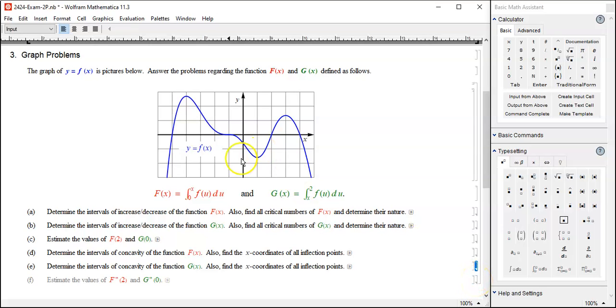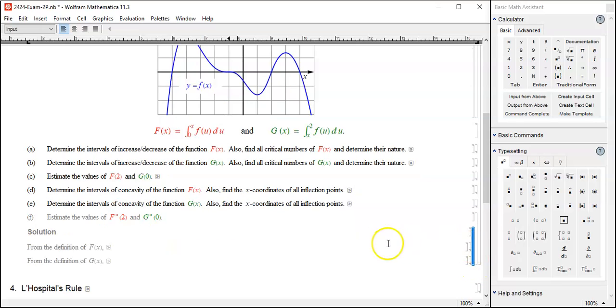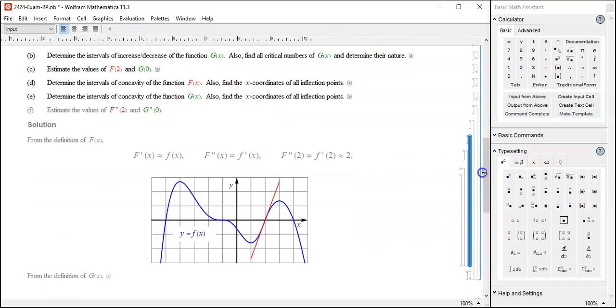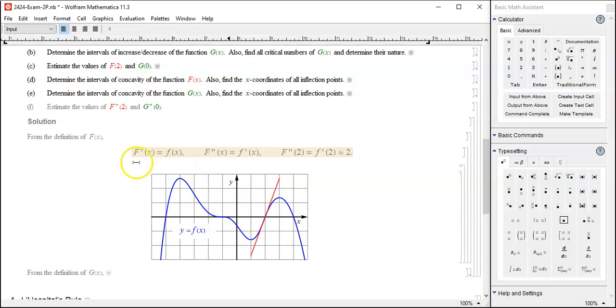The second derivative. Well, this small f is the derivative already. So the second derivative of capital F will be the first derivative of small f, basically. So take the derivative, and that's small f. The second derivative is f prime. So at x equals 2, I'm going to estimate the slope. Get a ruler or something like that, draw a tangent line, and then estimate about 2. That's the best I could do.